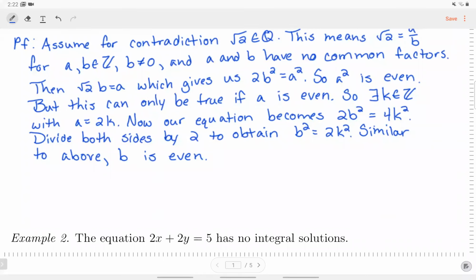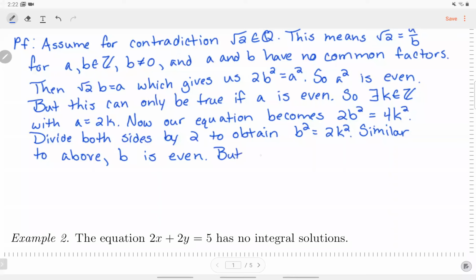That's the contradiction. And it doesn't matter. You could say, well, maybe you messed up. So divide them both by 2. Now you've got reduced form. I could do this exact same process again. Nope, they're both still even. Divide out that 2. Nope, they're both still even, right? This will always happen. No matter what a and b you start with, you'll always get them both even. So that's our contradiction.